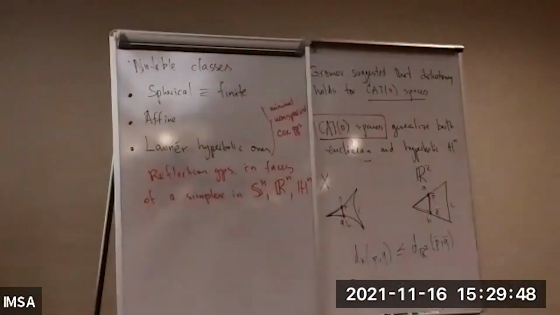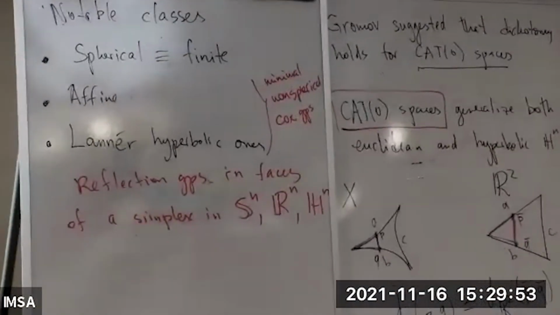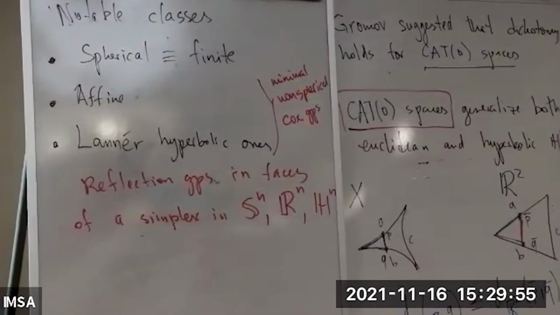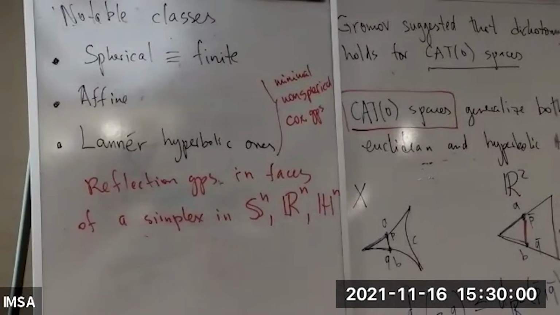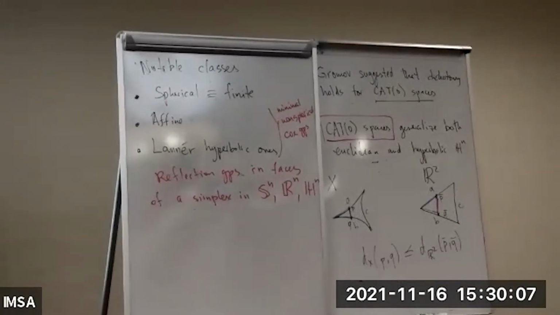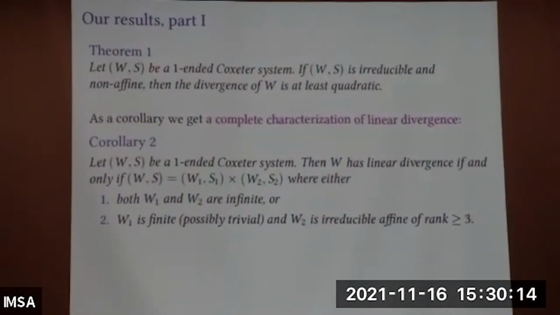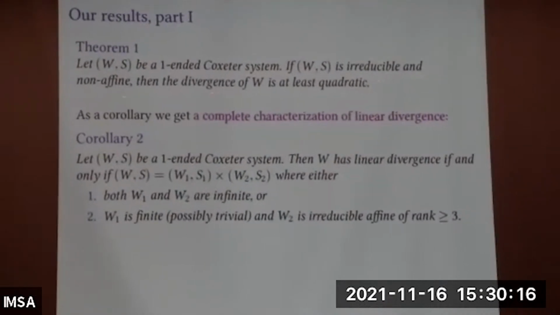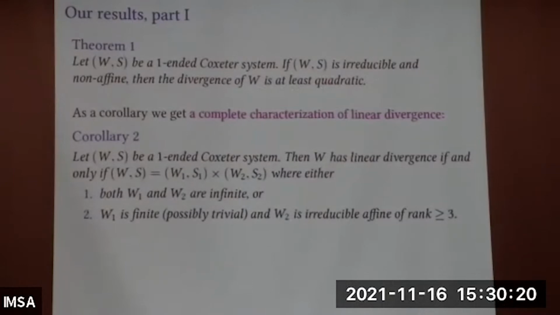So now I'd like to talk about the results that we obtained about divergence of these Coxeter groups. Let W be a one-ended Coxeter system. If it's irreducible and non-affine, then its divergence is at least quadratic.